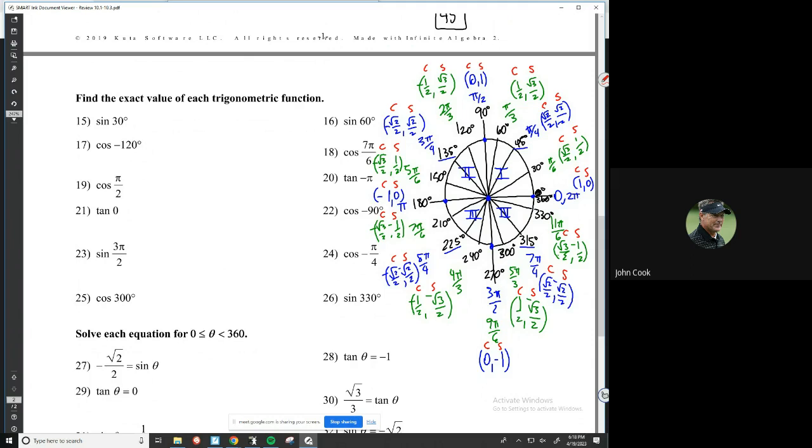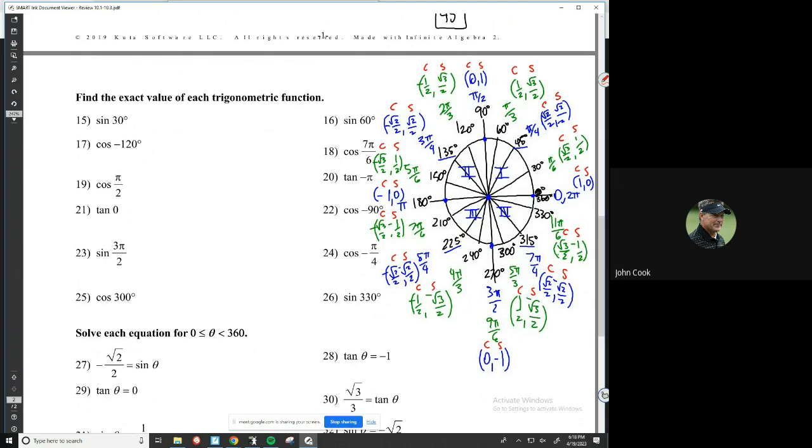Okay, so let's find the sine of 30. So if we go over to 30 degrees, the sine is going to be 1 half. So that's equal to exactly a half. Sine of 60, so now we go over to 60 degrees. The sine is going to be the square root of 3 over 2.